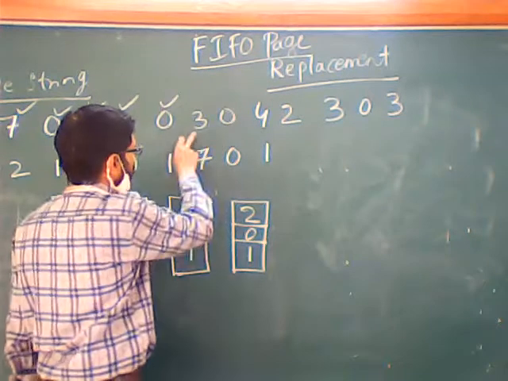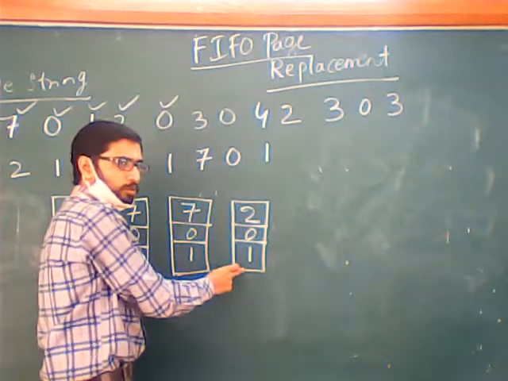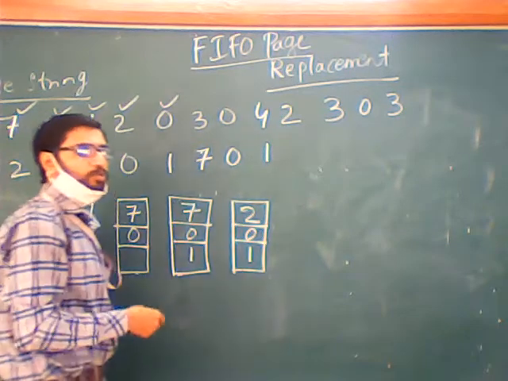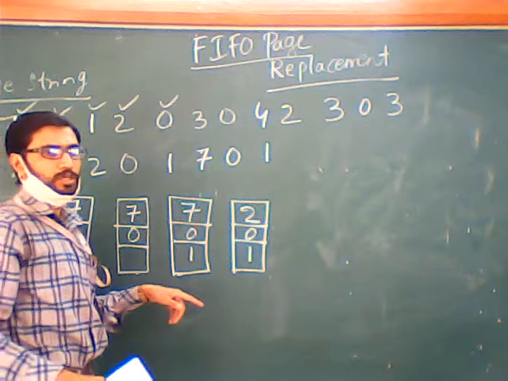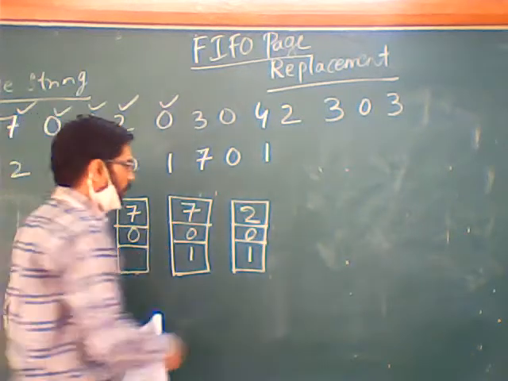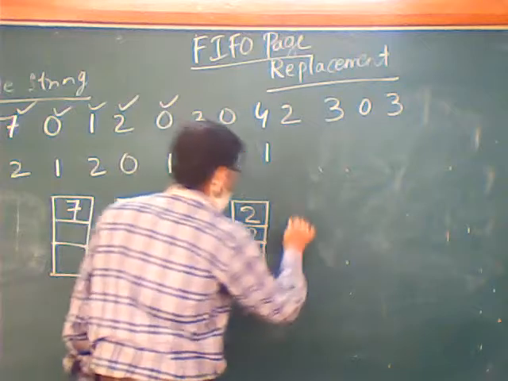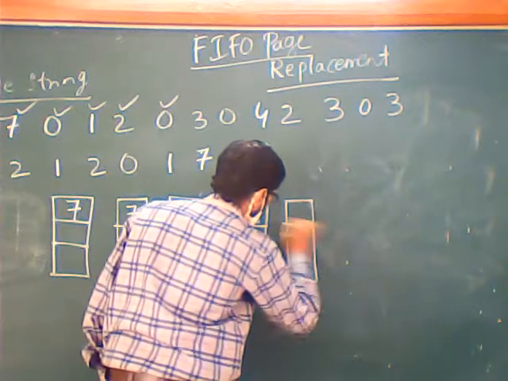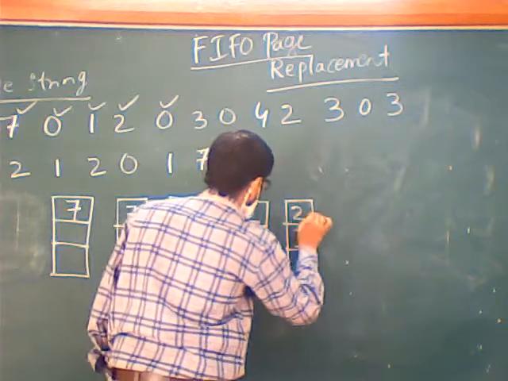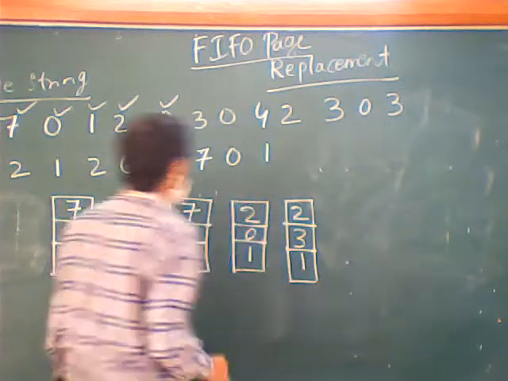Next we want to refer to 3. Is 3 there? No. What do we need to do? We need to swap out. Which do we swap out? First in, first out. After 7, which arrived? 0 arrived. So we need to replace 0. In place of 0, we need to put 3. So 2 will be as it is, and this one will be as it is. We are done with 3.